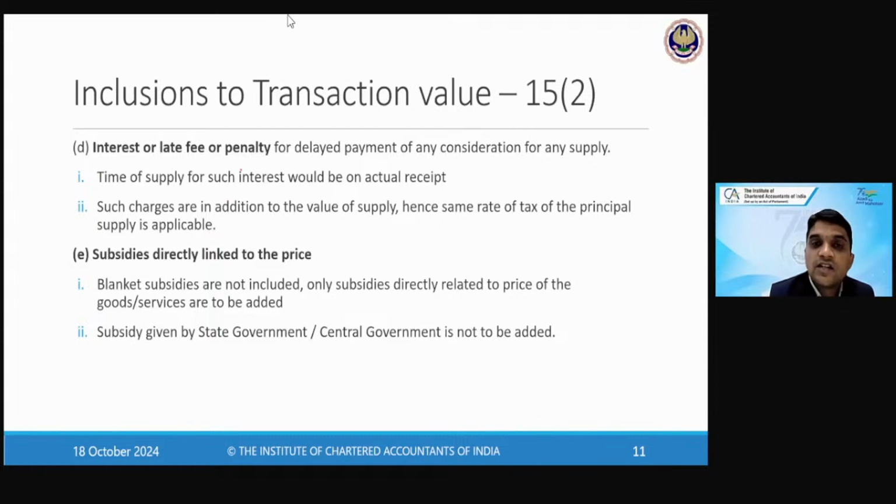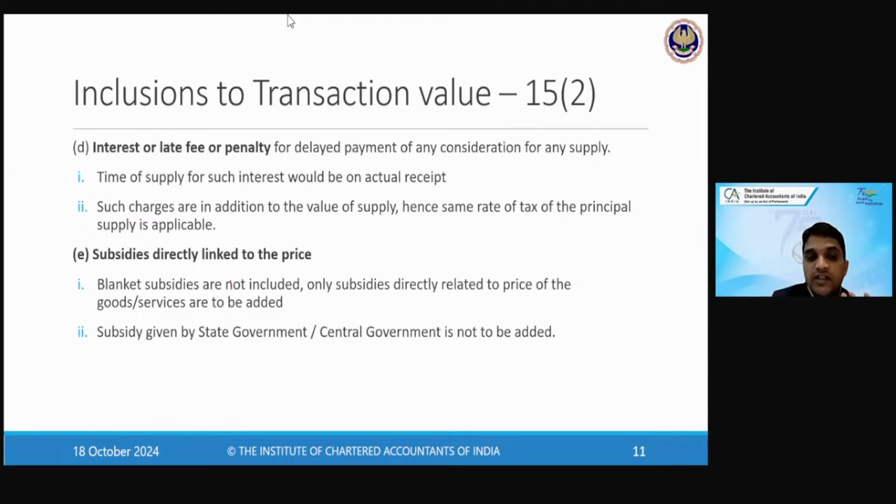So any interest or late fees, this is how you give the debit note. These charges are in addition to the value of supply, hence the same rate of tax of the principal supply is applicable. What rate was applicable on the invoice, that same rate we will pay on this debit note also. Then subsidies directly linked to the price, we will add them.